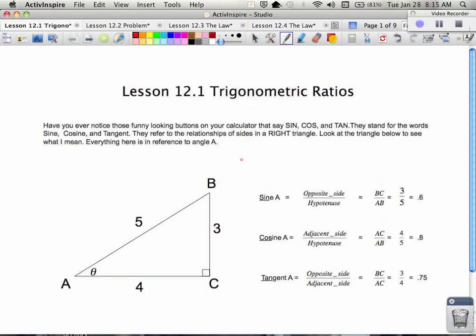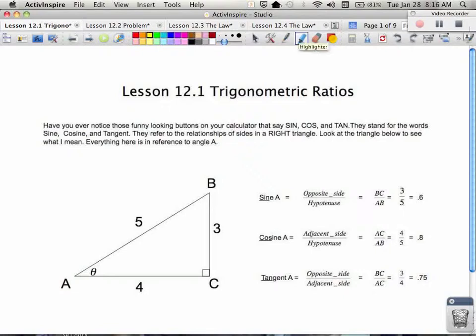In lesson 12.1, we're going to start talking about trigonometry. Now, have you ever noticed those funny looking buttons on your calculator that say SIN, COS, and TAN? They stand for the words sine, cosine, and tangent. They refer to the relationships of the sides in a right triangle.